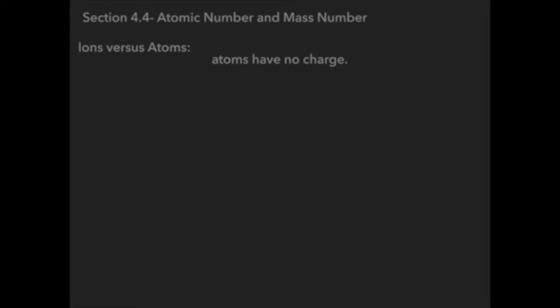When you add electrons or you get rid of electrons, that's when you have an ion. Now, an ion has an electrical charge. So if you get rid of electrons, which are negatively charged, you end up with a positive charge. If you gain electrons, which have a negative charge, then you have a negative charged ion.